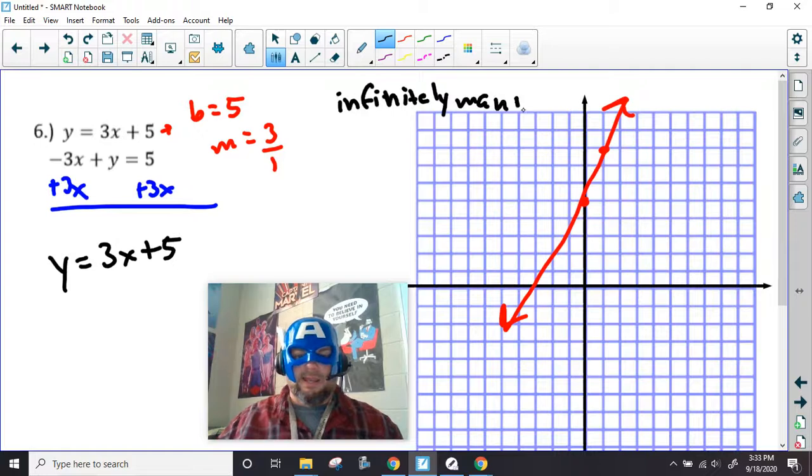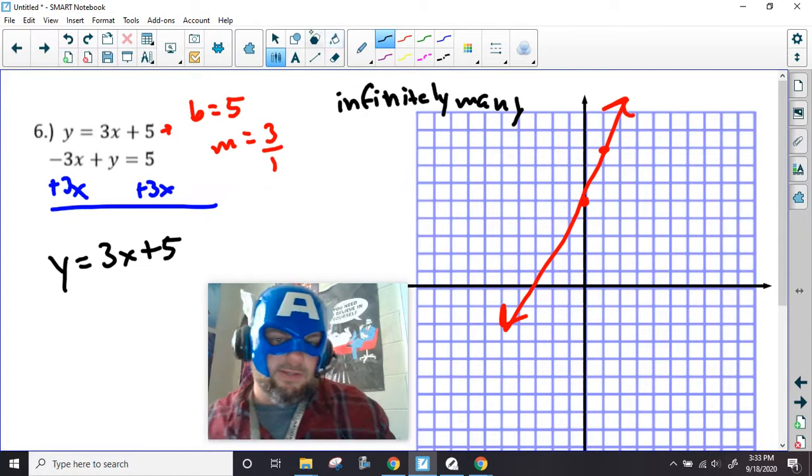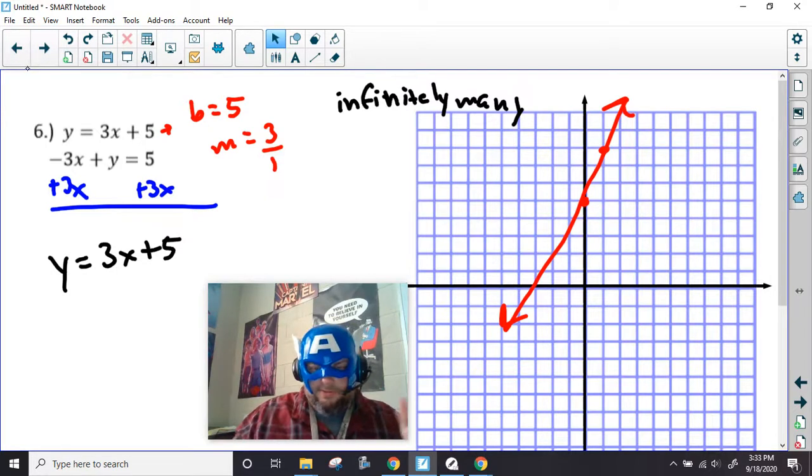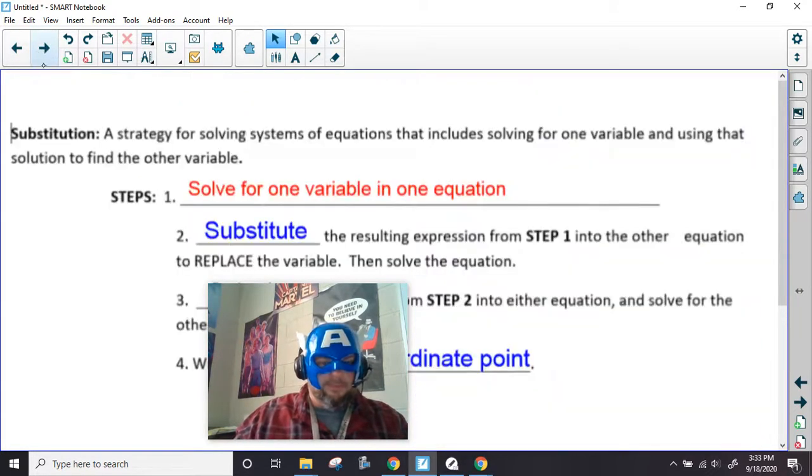So this has infinitely many. Kind of like those daggum infinity stones that used to cause us so much trouble on the Avengers. Okay? So infinitely many.